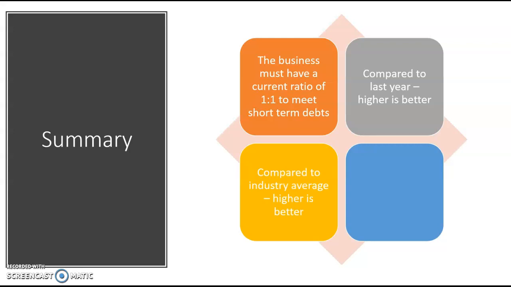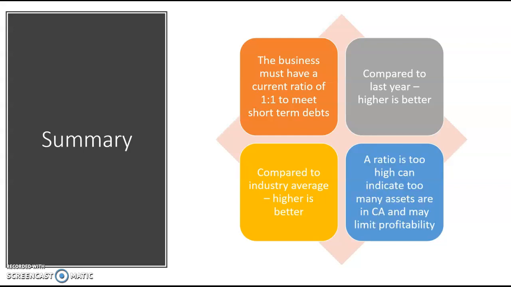When comparing to the industry average, higher is also better. We want to be above the industry average because it means we have more current assets available to cover current liabilities than other businesses in the industry. However, we need to consider how high is too high, and if our current ratio is excessively higher than the industry average, what that could mean is we have too much money invested in our current assets, and that could in fact limit our profitability.